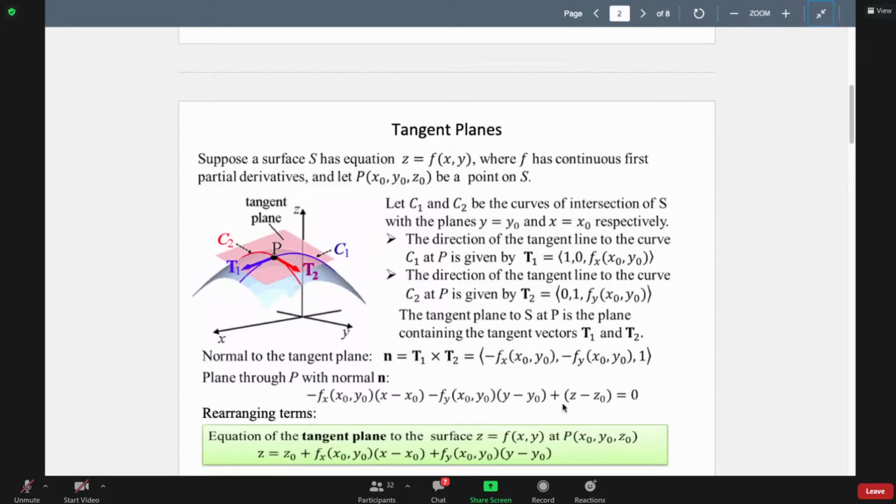If you solve this for z, you will see that the equation of the plane is z equals z0, where z0 is f of x0, y0, plus fx, the partial derivative at the point x0, y0, times x minus x0, plus fy at the point x0, y0, times y minus y0. So that's the equation of the tangent plane. Again, the derivation is here, but you will have to use this formula. So remember this formula, put it on a piece of paper and so on. That's the equation of the tangent plane.